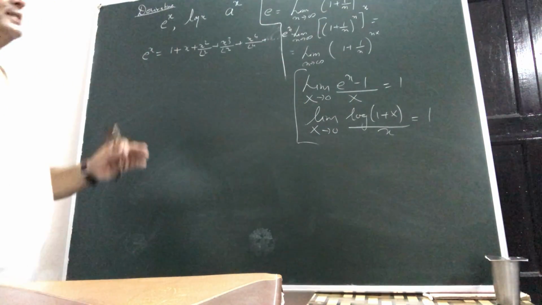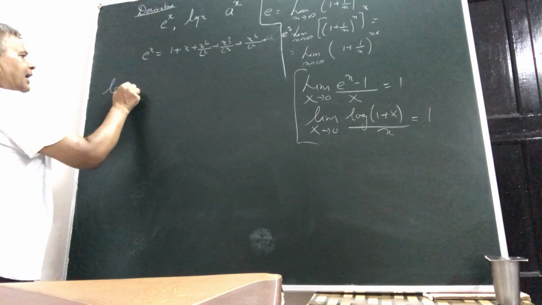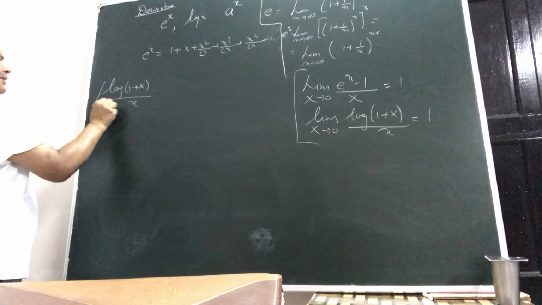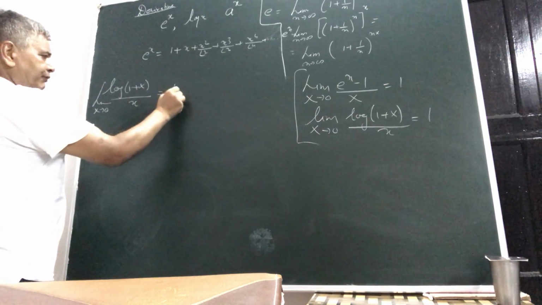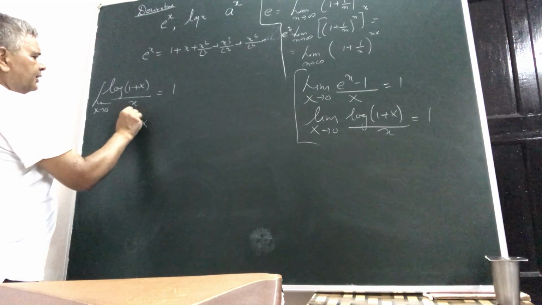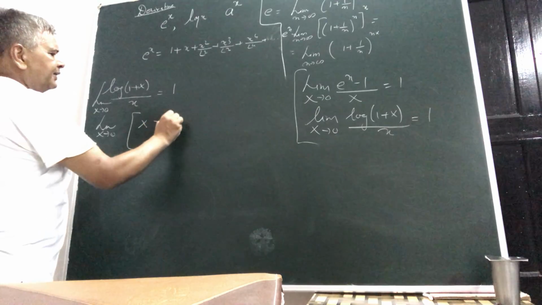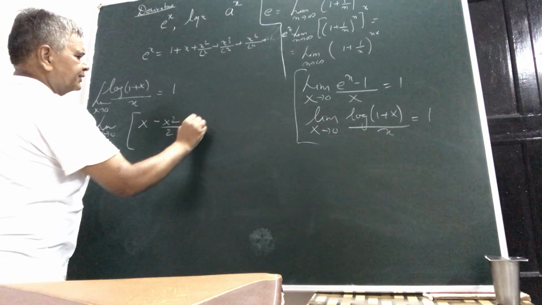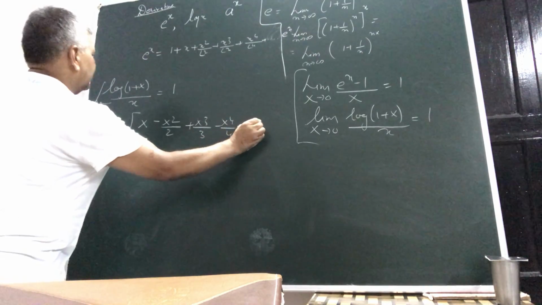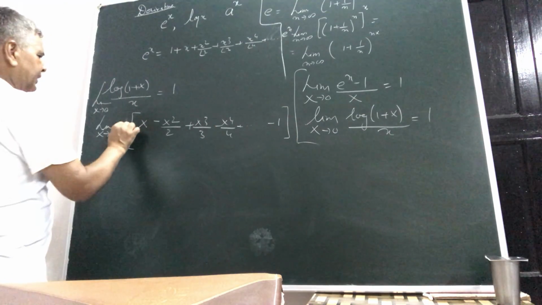Now, in the case of the logarithmic series, you will encounter the same difficulty, because the limit of log(1+x) upon x as x tends to 0 is 1. When we visit the proof of this, we will expand log(1+x), keeping the limit x tending to 0 outside. This series is x minus x square by 2 plus x cube by 3 minus x4 by 4 plus, and then upon 1 by x.